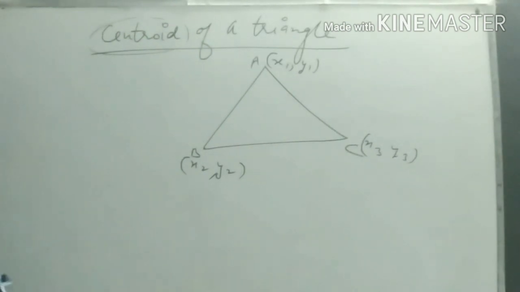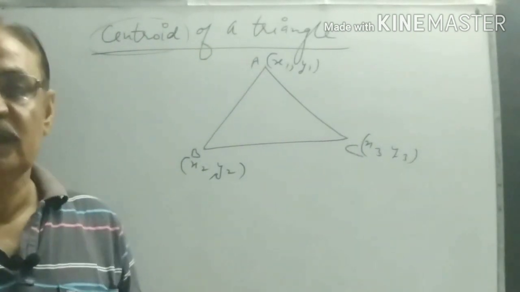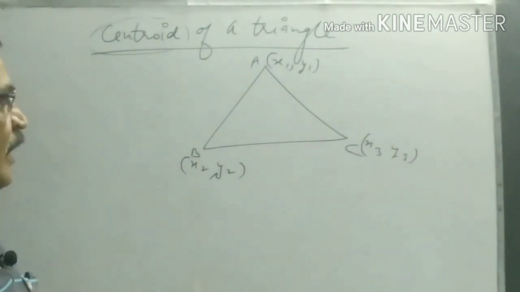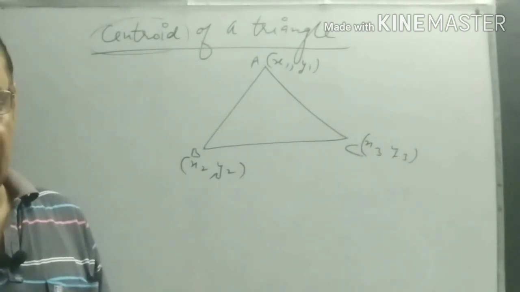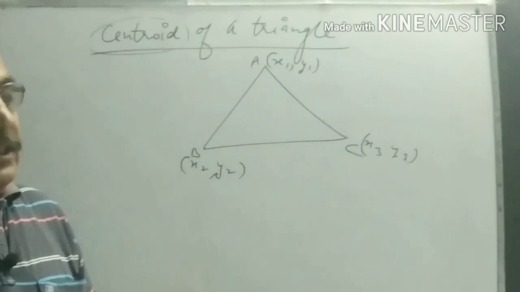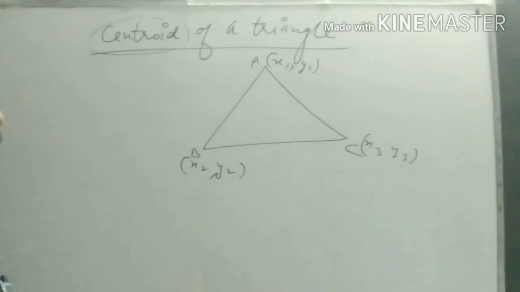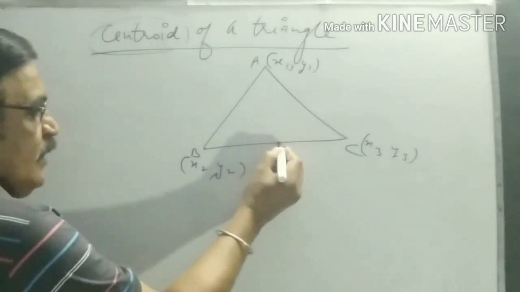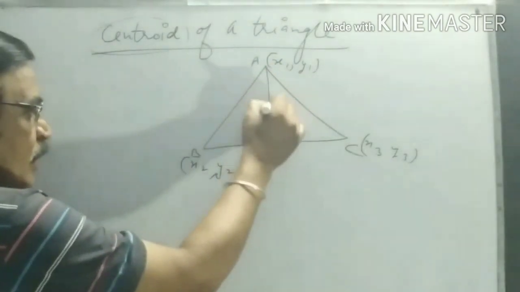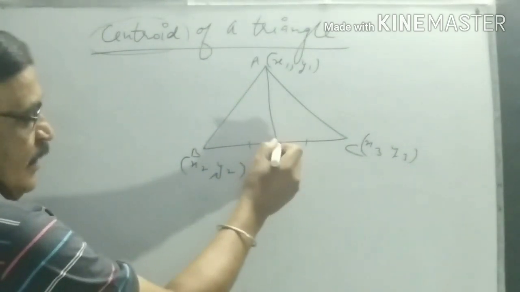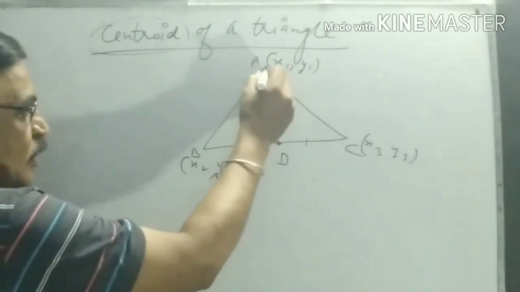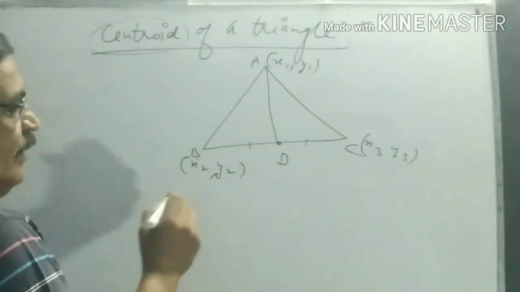Before we find coordinates of a centroid, we must know what is centroid. The point of concurrence of medians of a triangle. Now what are medians? The line segment joining midpoint of a side to its opposite vertex. Suppose this is the midpoint of BC and its opposite vertex is A. So AD becomes a median.